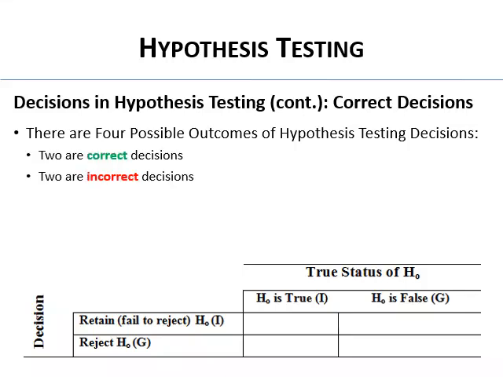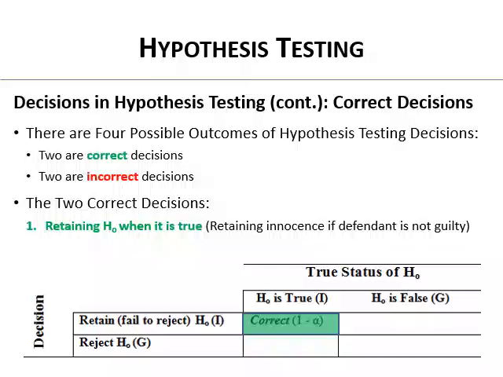There are 2 correct decisions and there are 2 incorrect decisions that you can make. The 2 correct decisions are, number 1, retaining a null when it is true. That is kind of like saying someone is innocent. You retain that if they're not guilty. So this box up here where you've retained, and then on the column, the null is true, you've retained something that's true. You have said there's no difference between the groups, there's no effect, and in reality there wasn't.